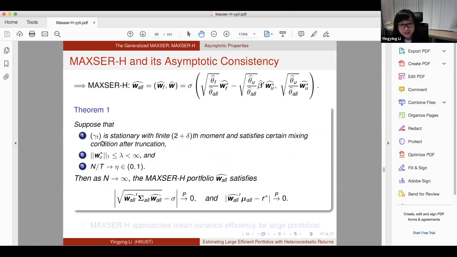And then if we look at the assumptions here, the gamma t here is stationary with finite 2 plus delta moment. So here indeed, the moment condition that we require for the gamma t, or for the returns, will be 2 plus delta moment. We see that we don't even require existence of kurtosis. So we don't even require the fourth moment. So this can deal with very heavy-tailed returns. Basically, because of this, we see that MAXER-H approaches mean variance efficiency for large portfolios under such a heteroscedastic setting.